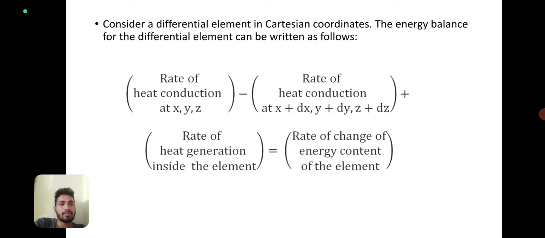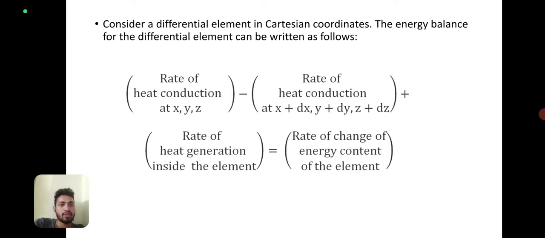Consider a differential element in Cartesian coordinates. The energy balance for the differential element can be written as follows: rate of heat conduction at x, y, z minus rate of heat conduction at x plus dx, y plus dy, z plus dz, plus rate of heat generation inside the element, equal to rate of change of energy content of the element.